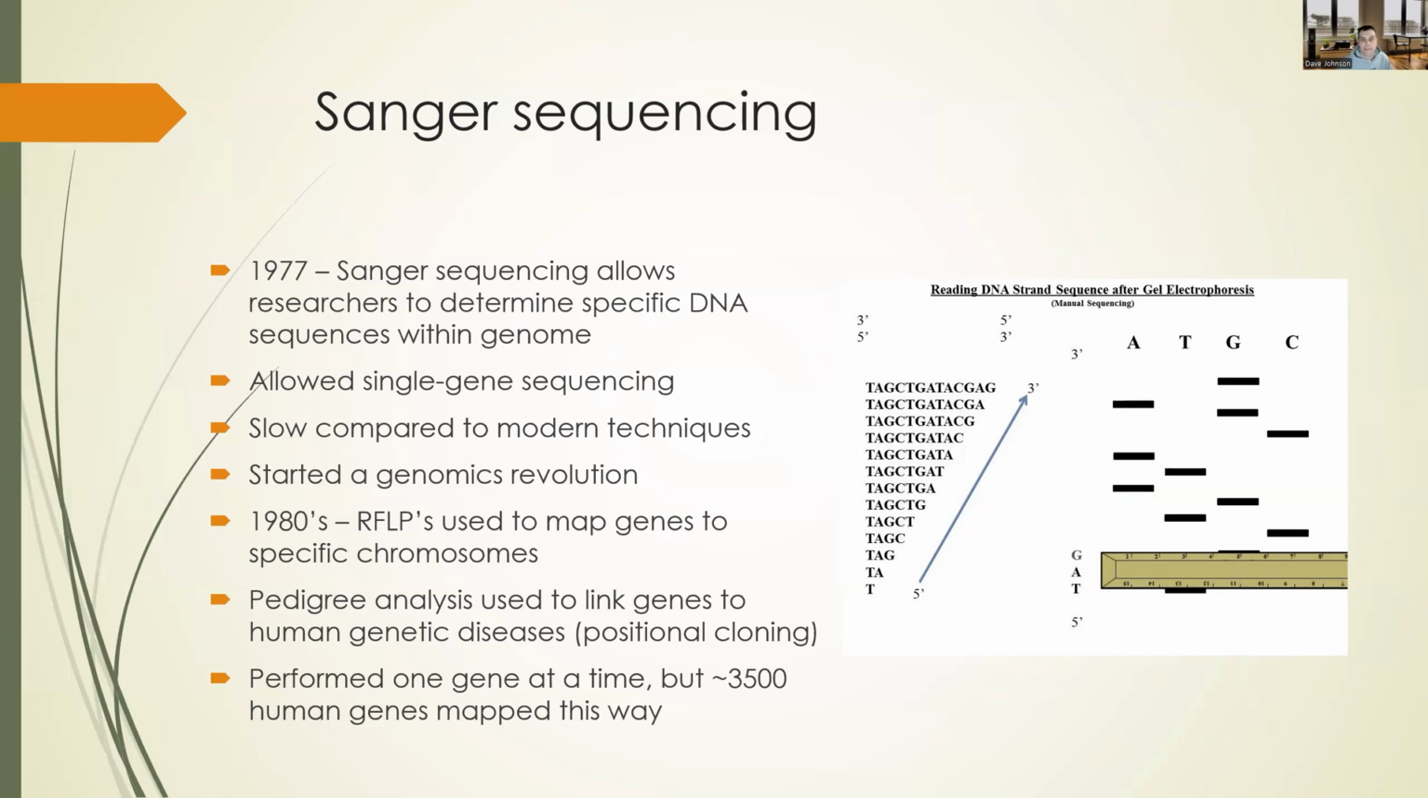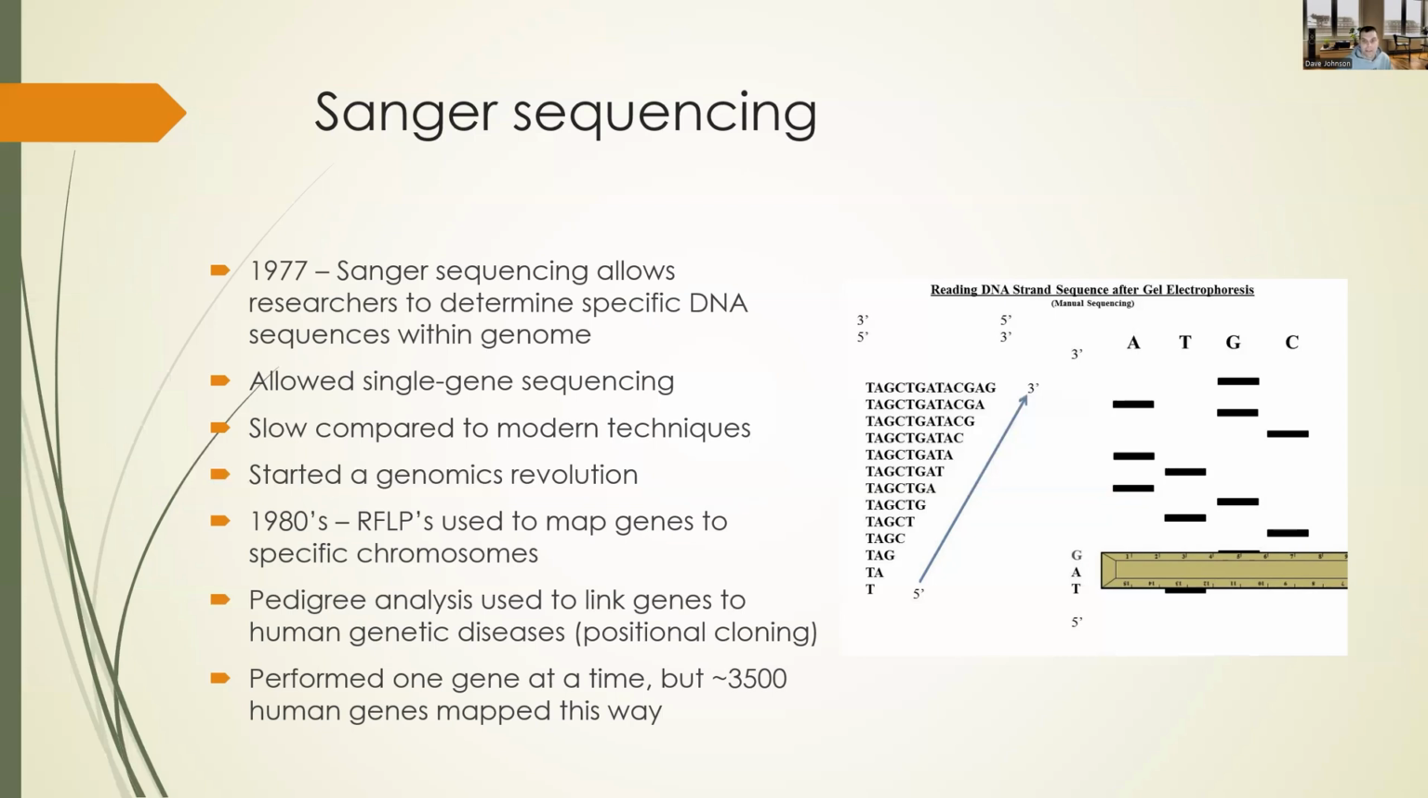But Sanger sequencing relies on radioactivity. It relies on gel electrophoresis. It's a very cumbersome technique, but for the first time, there was the capability to sequence, to actually learn the A's, C's, G's, and T's that are found in a gene.